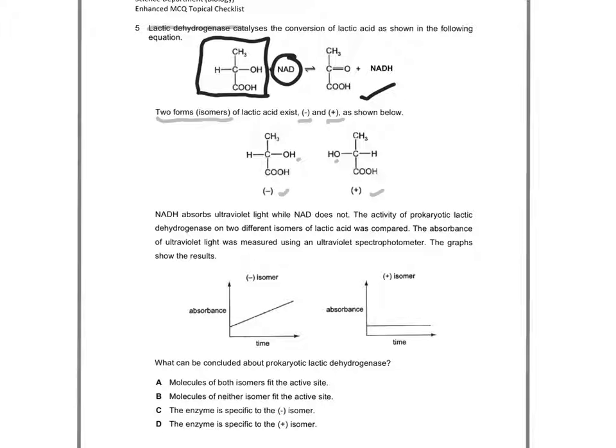Okay, so let's continue with the question. NADH absorbs ultraviolet light. So which one absorbs ultraviolet light? NADH, which is this molecule over here, right? Absorbs UV. So what does it mean? It means that if the reaction occurs in this direction, NADH will be produced. So when NADH is produced, that means this is being produced as well, and the reaction has been catalyzed by the enzyme lactic dehydrogenase. Correct or not?